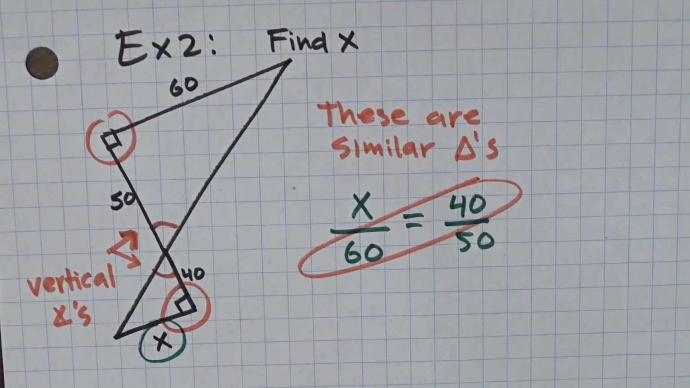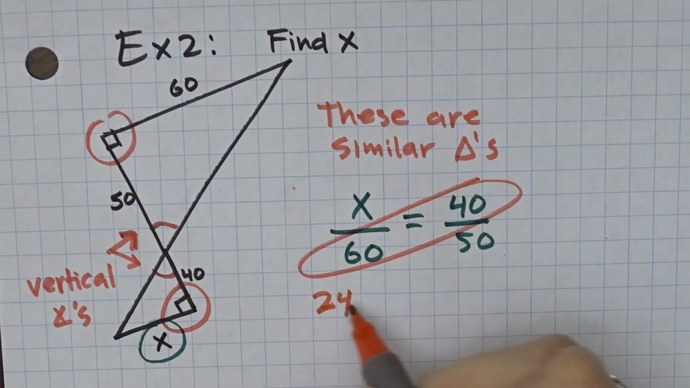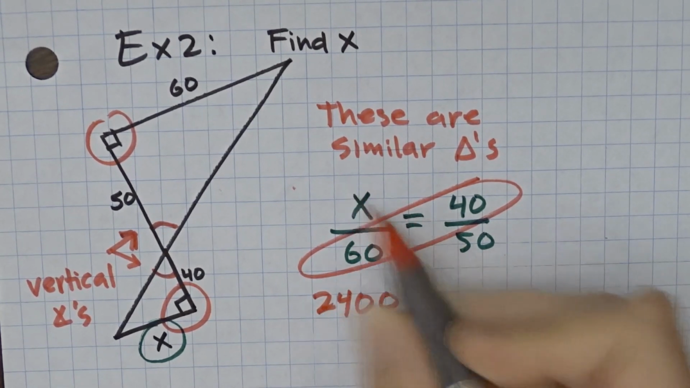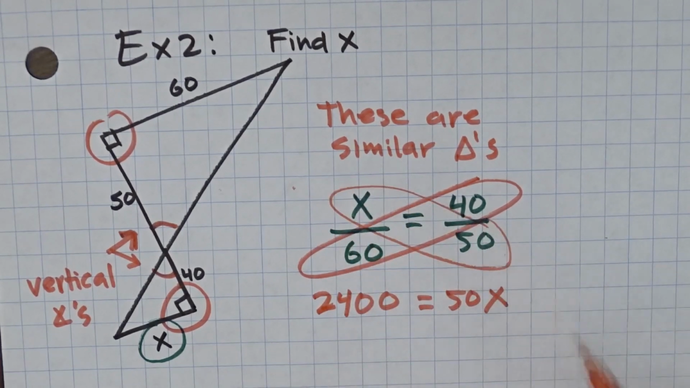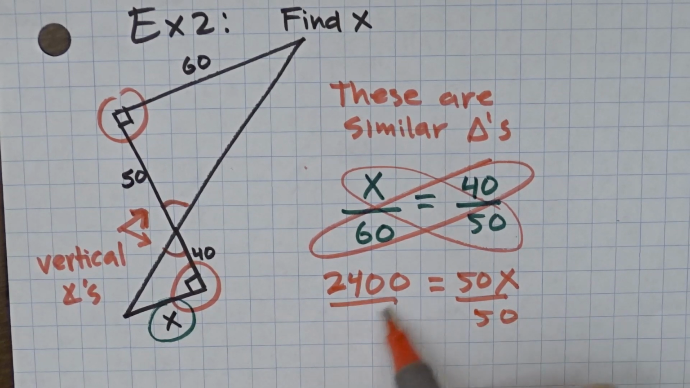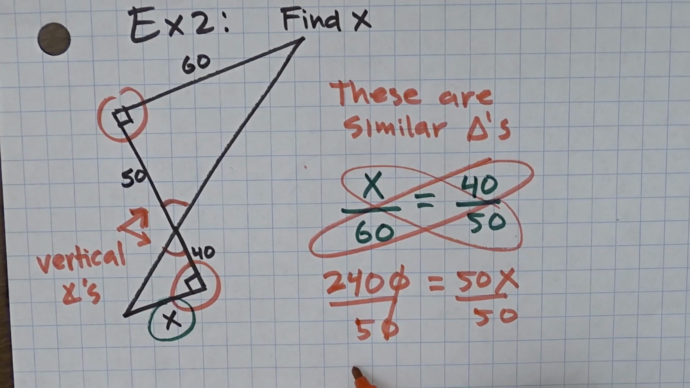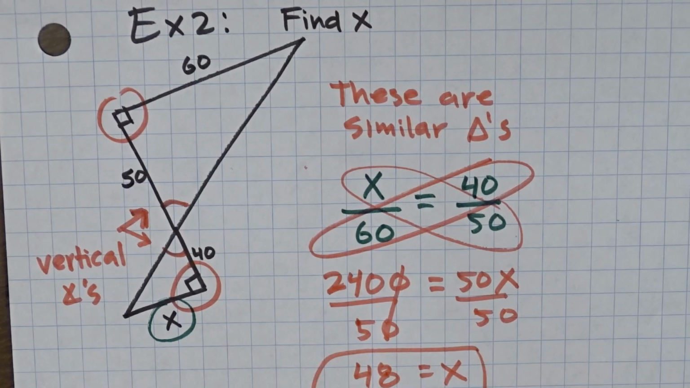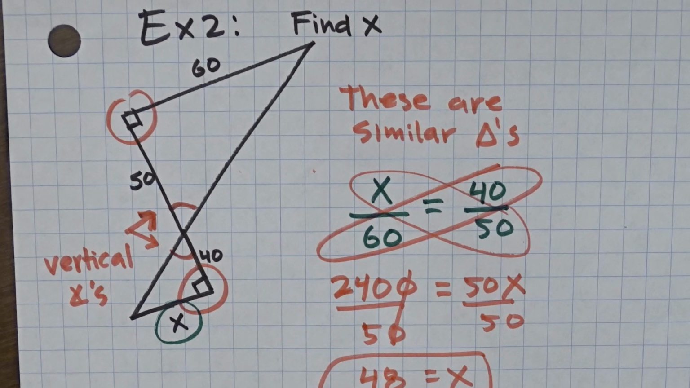40 times 60 makes, 6 times 4 is 24, so that makes it 2400. And 50x. And now when you're solving for x, divided by 10 on both sides, you get this, and then 240 divided by 5 gives us 48 equals x. So that means this distance here is 48.